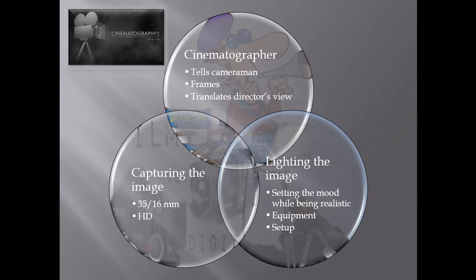As regards capturing the image, we usually use HD now. It's worth remembering that we say 16 millimeters, 35 millimeters, and 16 millimeters blown up to 35 millimeters. That's all about cinematography, chapter 5 from Filmmaking 101.